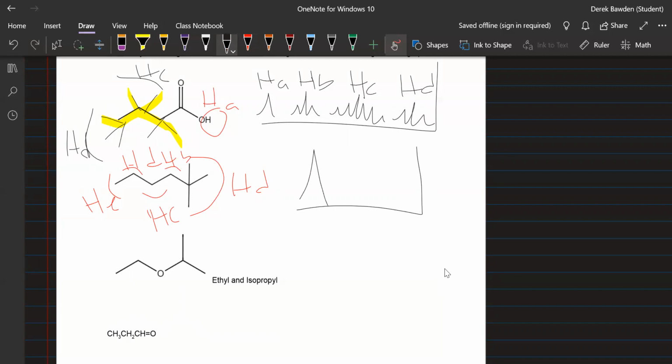a single peak that's very tall and the, I'm trying to think of the name of it right now.